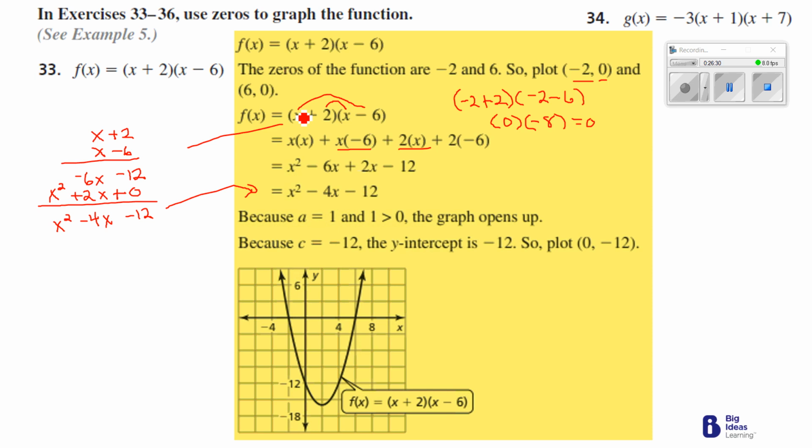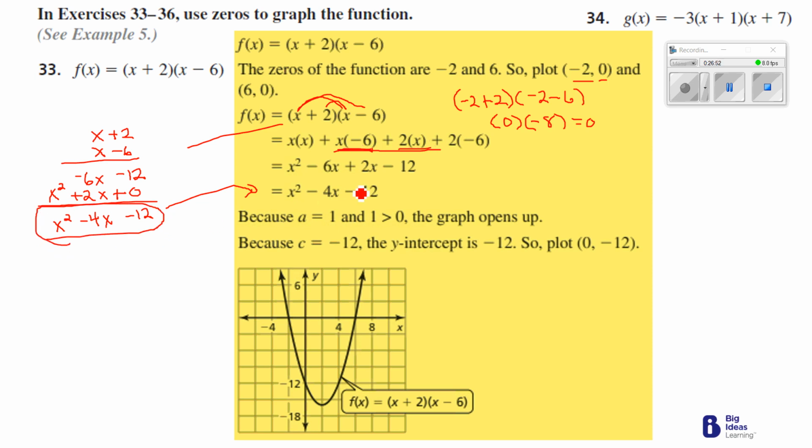So we got the x squared, x times x, then you got the x times negative 6, and you got the 2 times x. You have to combine these two together, right? Because you're going to get negative 6x plus 2x. And that's going to give you that negative 4x, okay? But over here, you can see how it works out very easily.